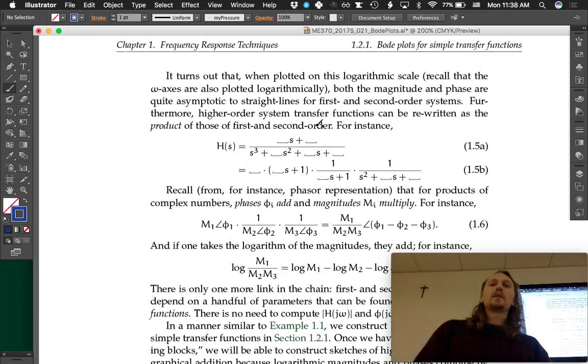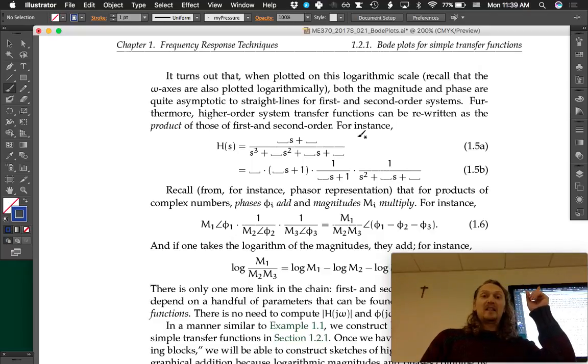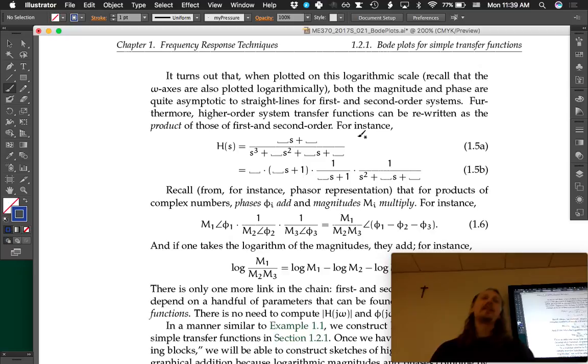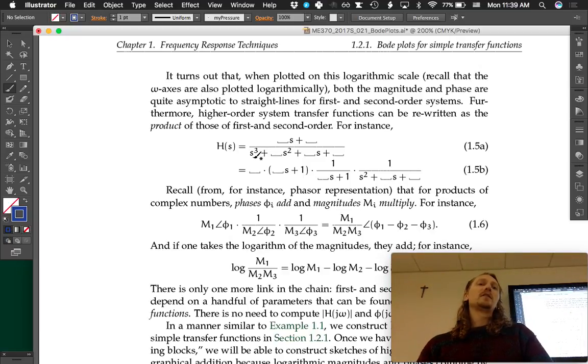Furthermore, higher order system transfer functions can be rewritten as the product of those of the first and second order systems. For instance, if you have this transfer function, and I just put in these blanks here for coefficients, it's got how many zeros? 1, 0. And how many poles? It's 3, because there are 3 values of s that will satisfy cubic equations. Quadratic, it would be 2. So there's 1, 0, and 3 poles.